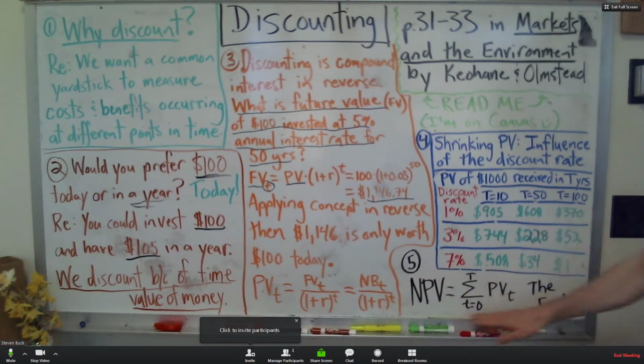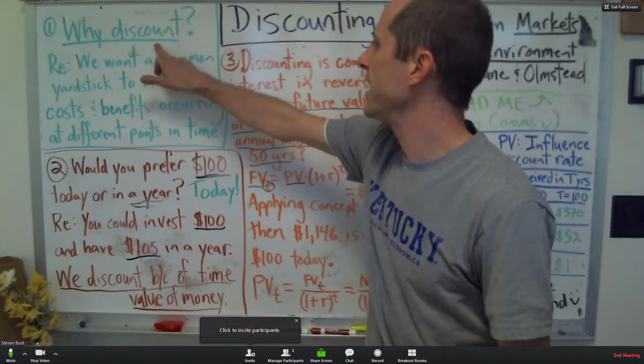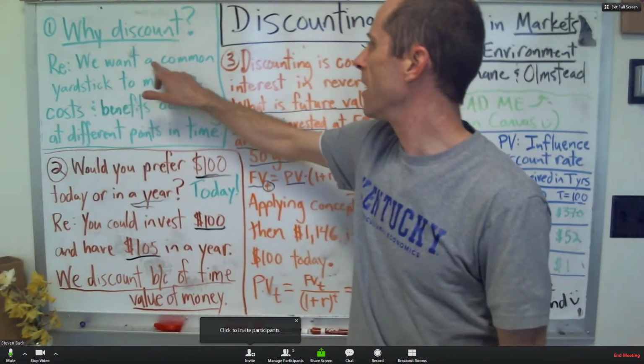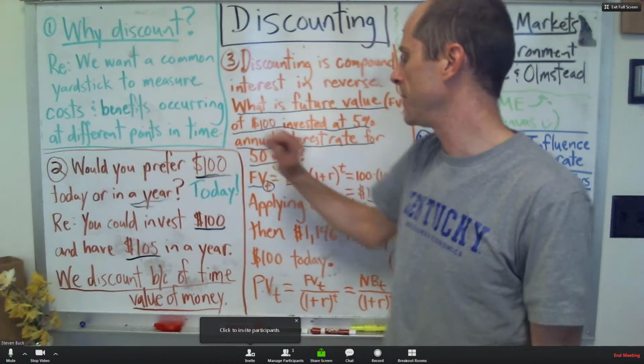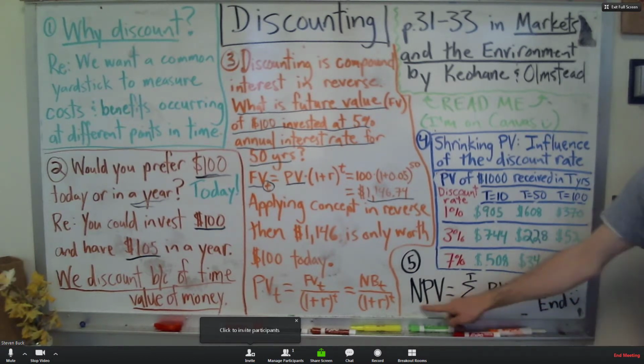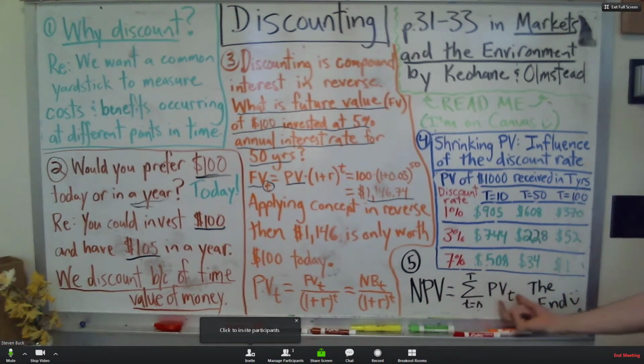Finally, we're coming to part 5. This loops back to why discount. We want a common yardstick to measure costs and benefits occurring at different points in time. The net present value converts benefits received in some future period t and sums them all up. We're able to sum them up because they're all put into their present value terms.